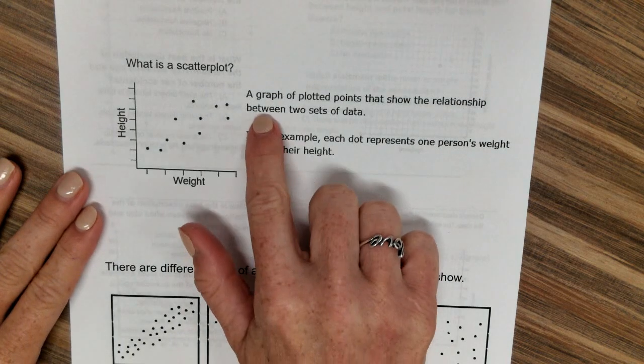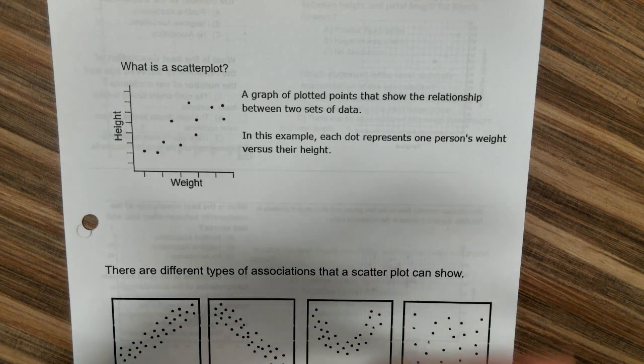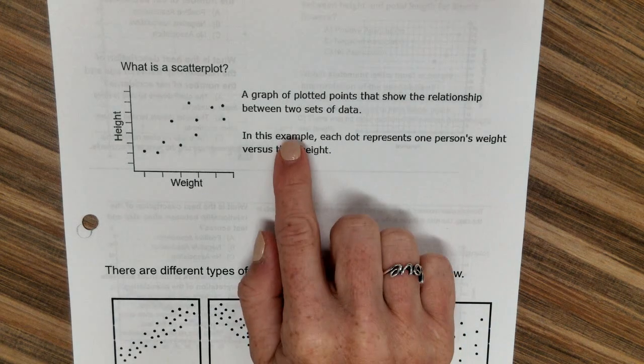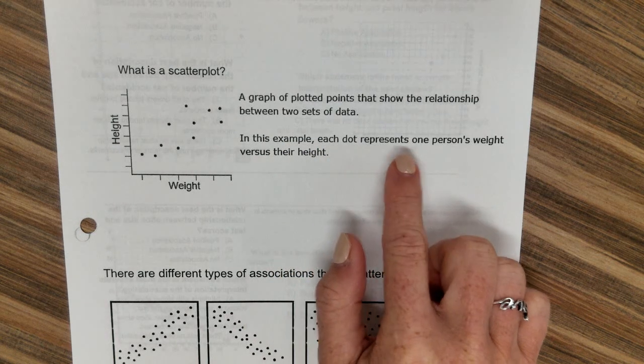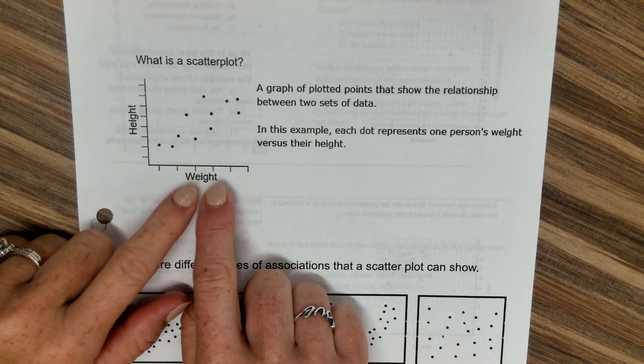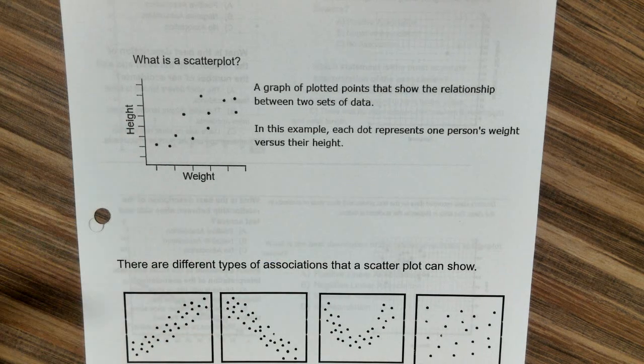Right here it says, a scatter plot is a graph of plotted points that show if there's a relationship between two sets of data. In this example, each dot represents a person's weight and their height. So look, what's on the x-axis? Weight. What's on the y-axis? What do y'all think? The taller I get, what's going to happen to my weight? I'm going to gain more weight, right? Because I become a bigger person. So is there a relationship between weight and height?